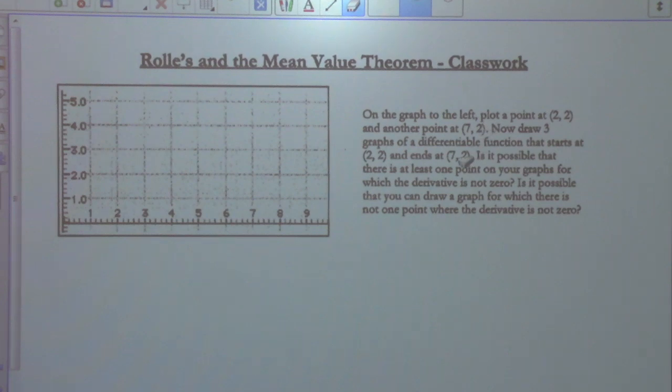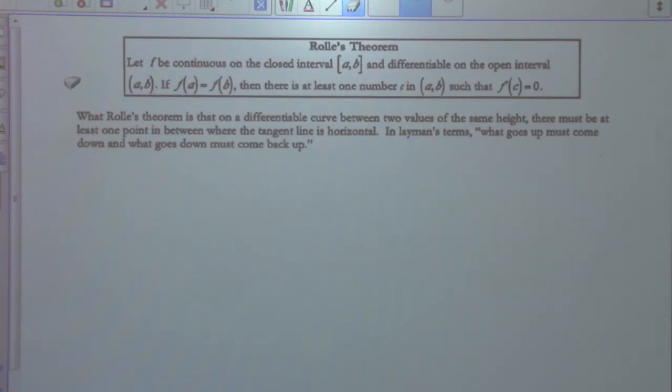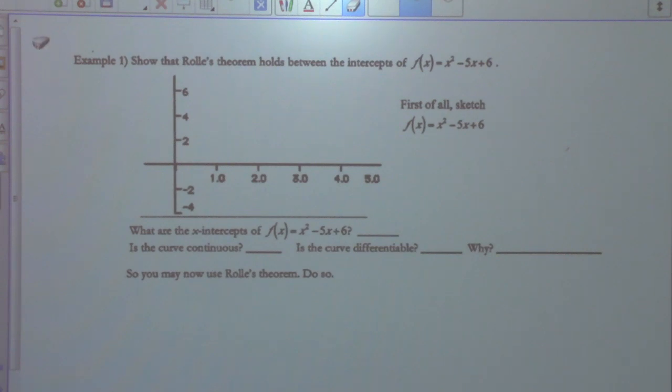Because you have f of b equals f of a, right? Because f of b is 2, f of a is 2. Okay, next we have Rolle's theorem encapsulation, and then it says find that Rolle's theorem holds. Example 1, show the theorem holds between... it says sketch. Between the intercepts? Yeah, well, between the intercepts it has to hold, right?